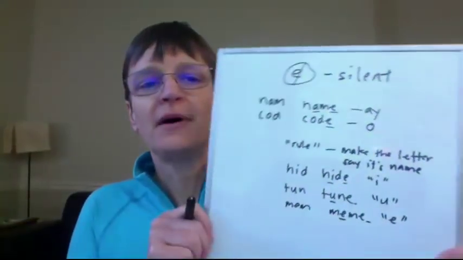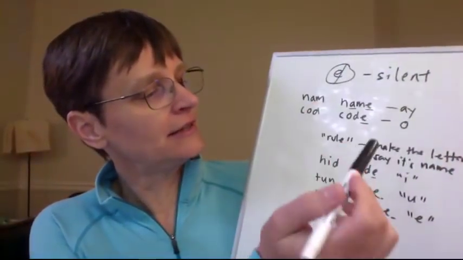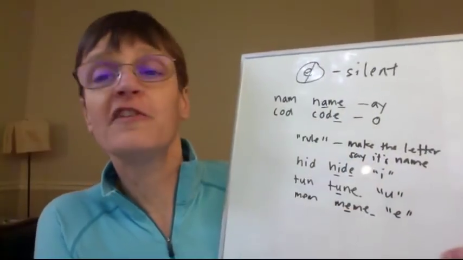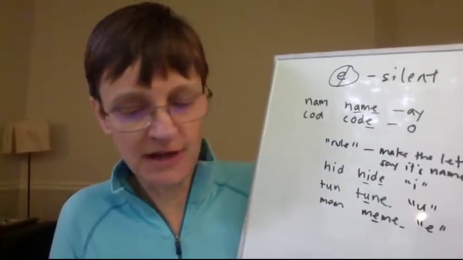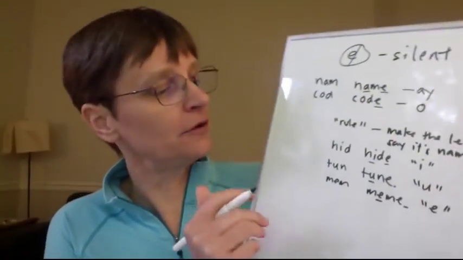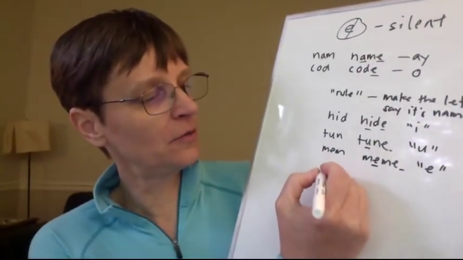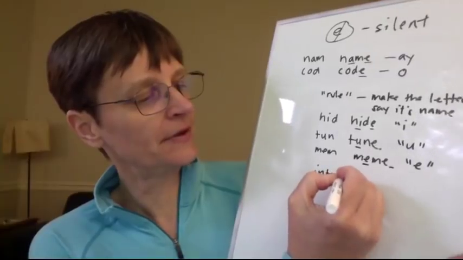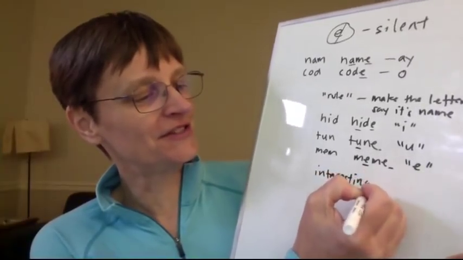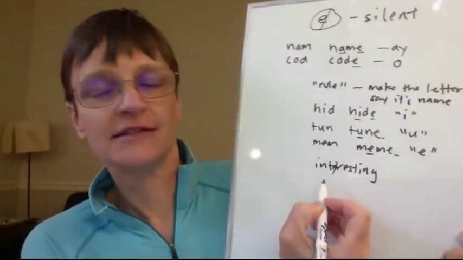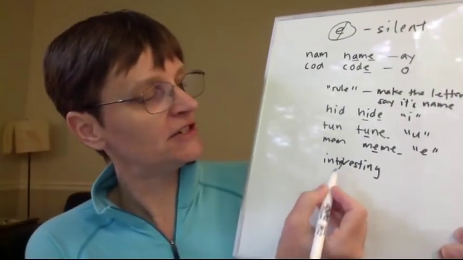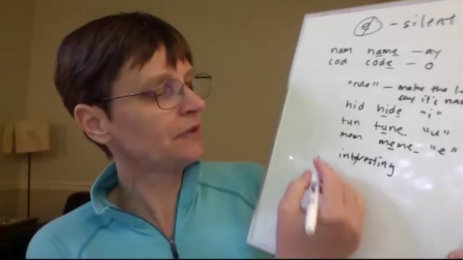So we were talking about when the E is silent, and so very frequently the silent E is at the end of the word, but sometimes the silent E is in the middle of the word. So we talked about the word interesting, which I just mispronounced. We don't say interesting, typically we say interesting. So that E is silent. I go right from the T to the R, interesting.